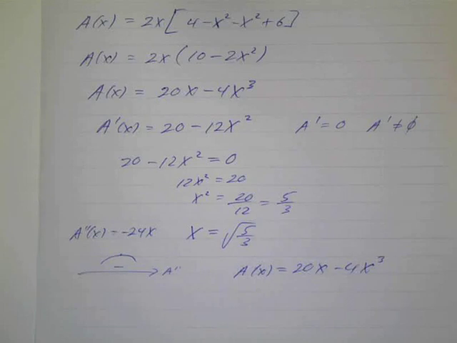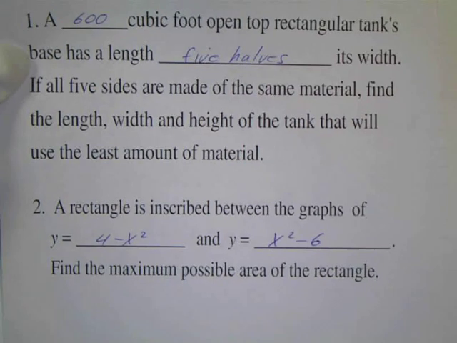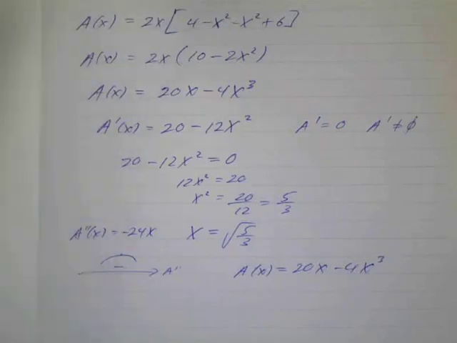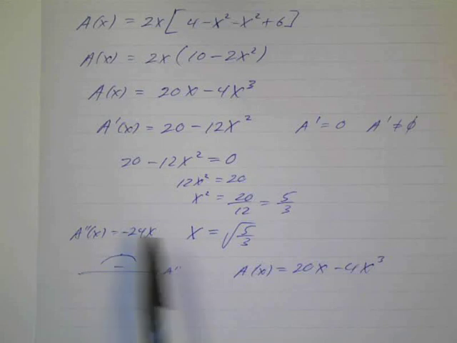Okay, so this is the second part of number 2, and we want to actually find what the area is. We were looking for, again, the question says find the maximum possible area. So we found the value of x that's going to give us that. We know that the second derivative is negative, so that's going to be in my first derivative. That was actually my first derivative test.